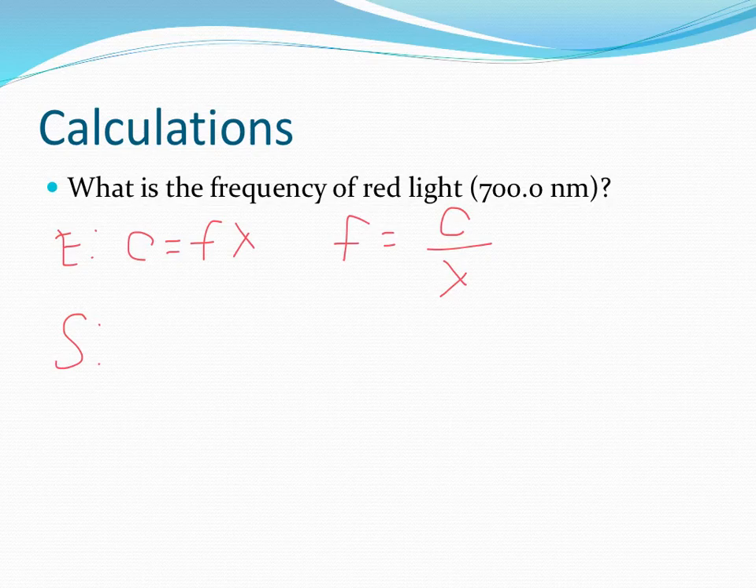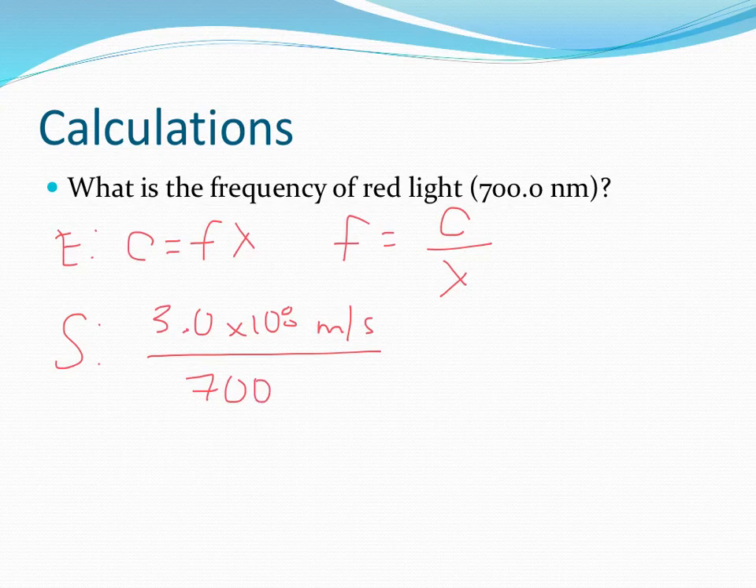So that's going to be 3.0 times 10 to the 8th meters per second divided by 700 nanometers. But is that going to work as far as our units go? Well, nanometers cancel out meters. So in this case, you're going to do 700 times 10 to the negative 9th meters. Okay?